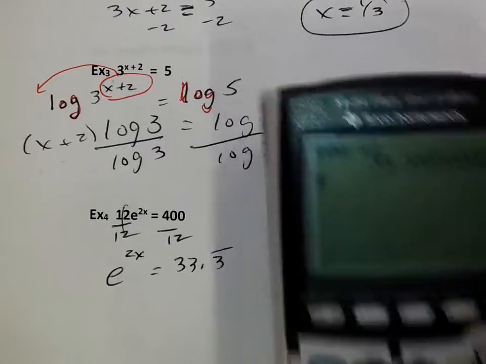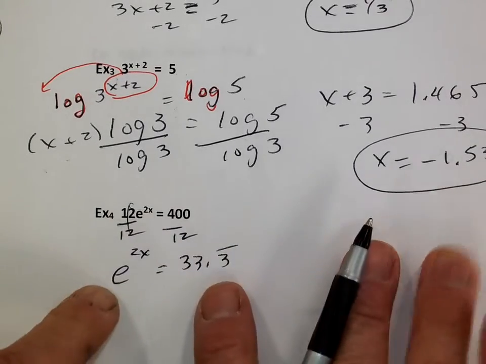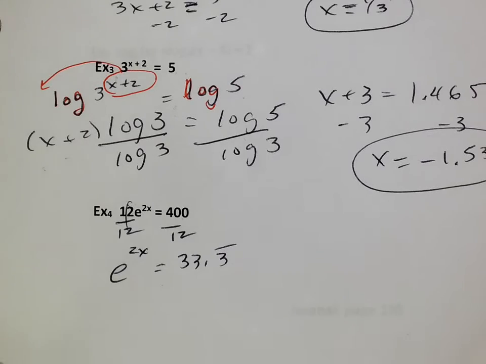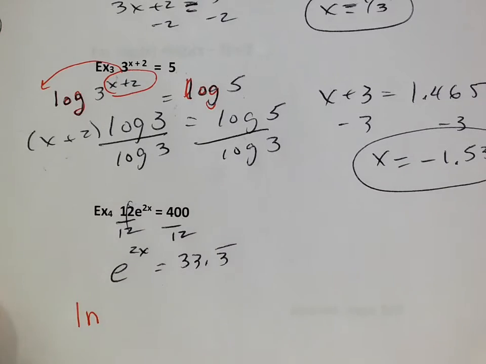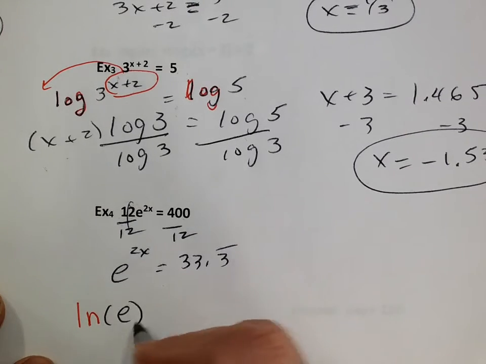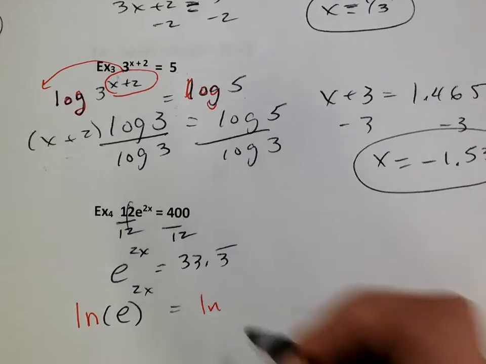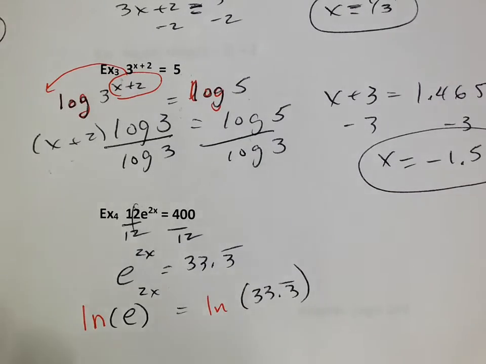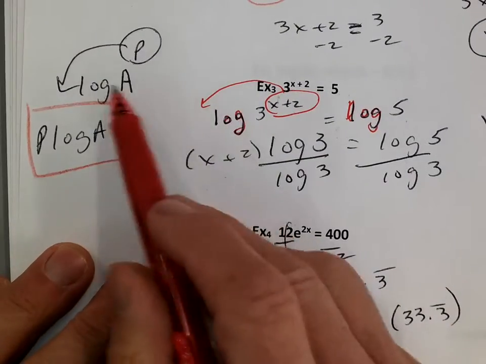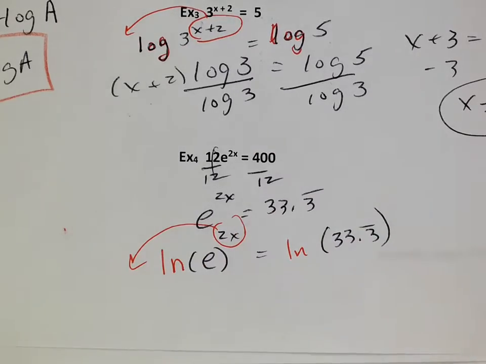Easy so far. Now, to get the exponent down, I'm going to apply the rule. I'm going to take the log of both sides, but with the e, I'm going to take the natural log. So I'm going to do ln of both sides. ln of e to the 2x equals the natural log of 33.3. Now it applies a rule. If we take the log, it brings down the exponent. Even though it's a natural log, it brings down the exponent, and the 2x comes down.